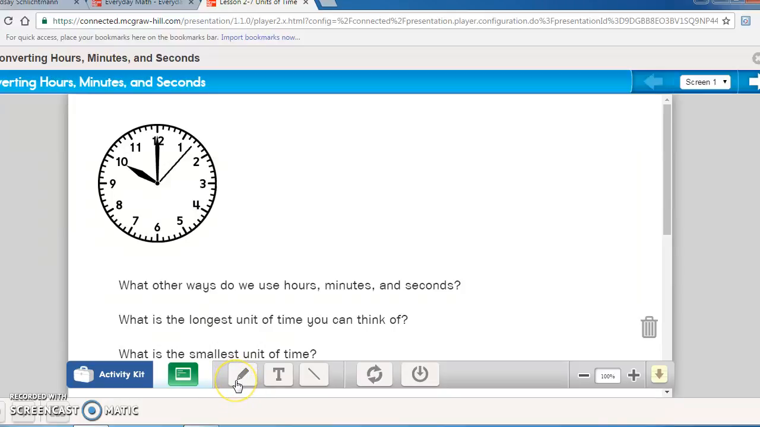So what other ways do we use hours, minutes, and seconds? Well, we look at hours, the amount of hours we're in school during a day. And minutes, we look at how many minutes we have left when waiting for lunch or recess. Seconds, we look at how many seconds it takes us to take our 60-second math test or our 90-second practice time. So what's the longest unit of time you can think of?